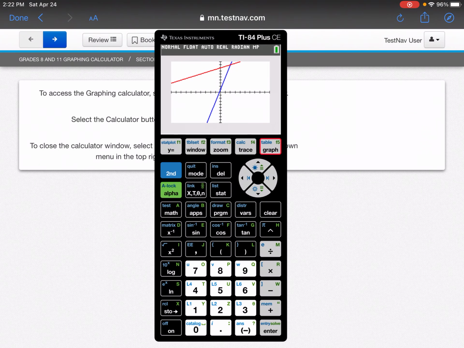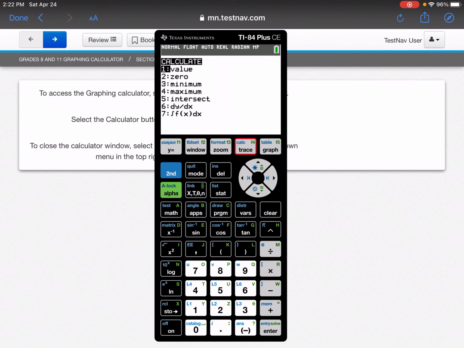So here's what we do. You're going to press the blue second button, and then you're going to go to calculate, which is the trace button. Right in blue above it, it says calculate. And so we want to hit second trace. That'll give us that calculate menu. And now we want to know where they intersect. So you're going to go down to number 5, or you can just press 5. So from now on, I'll just press 5.